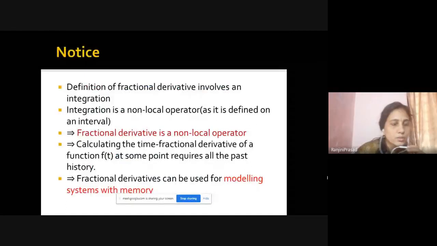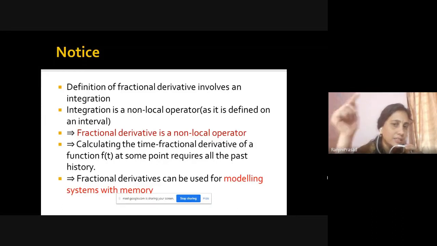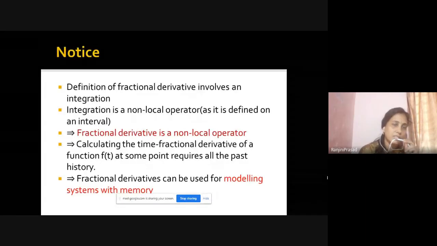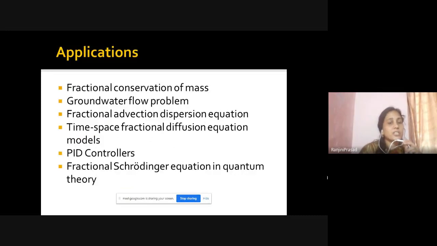What we are going to notice in this area is that the definition of fractional derivative involves an integration. But integration is a non-local operator, so that implies the fractional derivative is a non-local operator. Also, to calculate the time fractional derivative at the point t equal to t1, you have to know the past history, that is, from t equal to 0 to t equal to t1, so that you can find out the future. So it's mainly used for modeling systems with memory. Memory related research is mainly dealt with fractional derivatives.